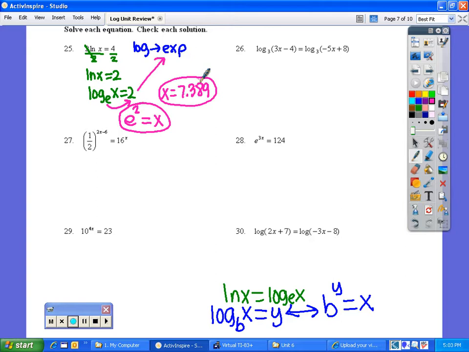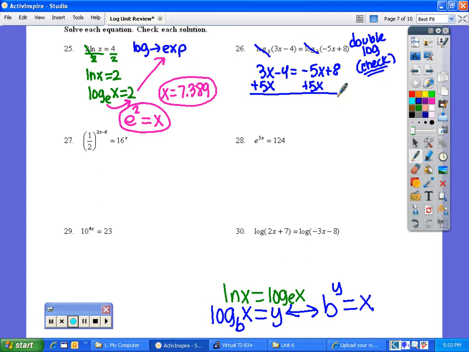Alright, 26 is the double log because you have 2 logs on each side. This is the one that needs a check because you have to check for negative logs. So no, you do not have to do this down here. So we're going to cancel out these sides and just set them equal to each other. You should always get rid of the smaller variable, so I like to get rid of the negatives before the positives.